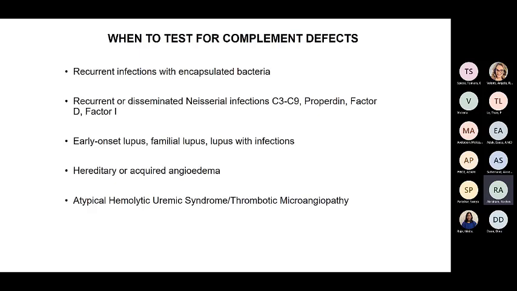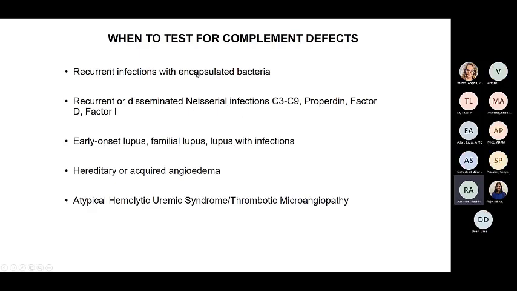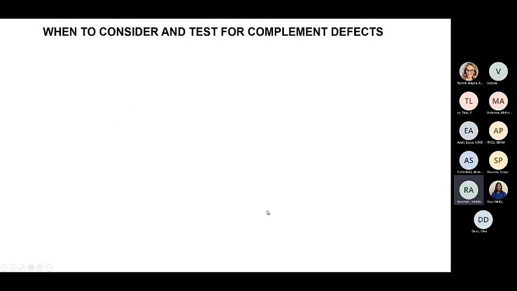This is a bit more challenging because not many labs offer complement testing, and also not much exposure in terms of how to interpret the data. But you can broadly group the complement defects into those that give you susceptibility to bacterial infections, those that are associated with certain rheumatological manifestations, then your hereditary angioedema or acquired due to autoantibodies, and then the other category is your atypical HUS or thrombotic microangiopathy.